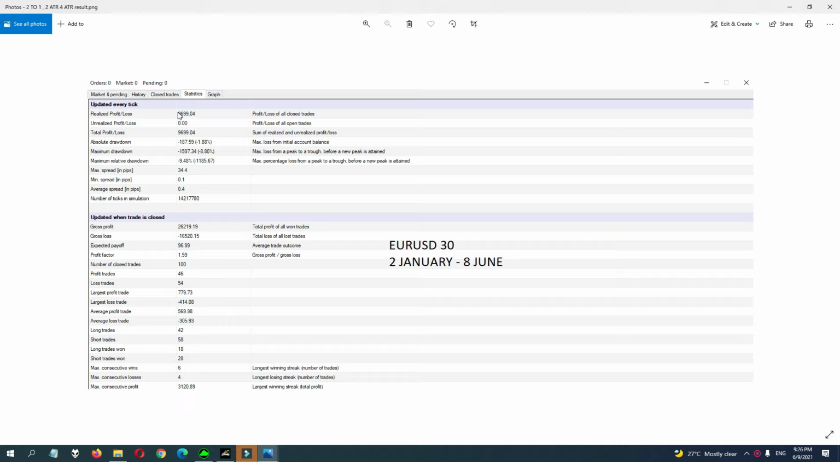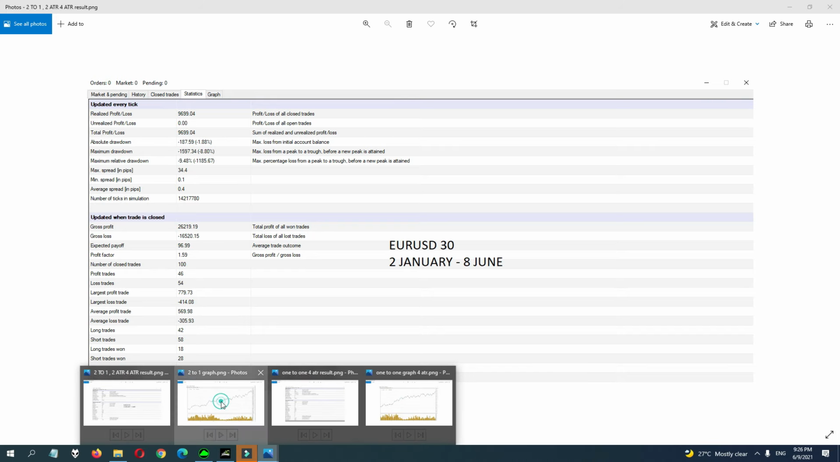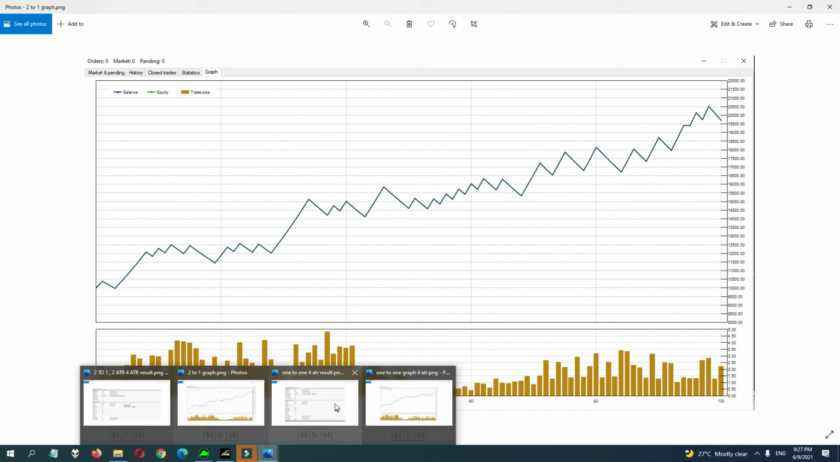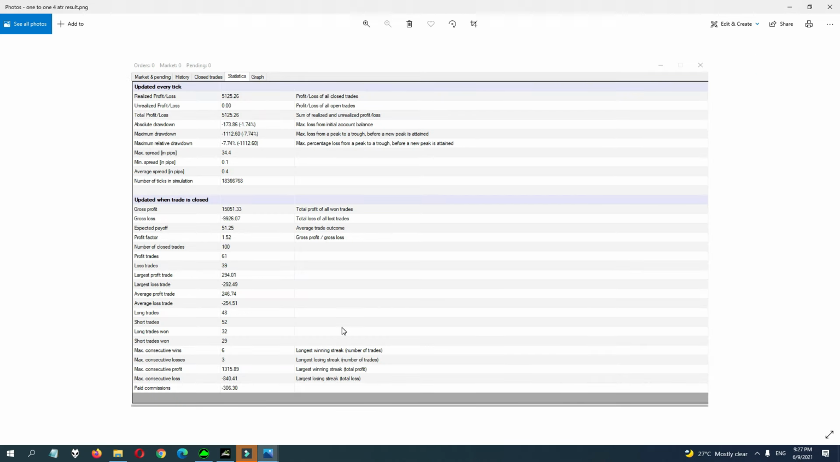Almost double our account. And this is the graph, the equity curve. It's fairly good compared to other strategies I've tested so far. It's very smooth like this. I also tested this strategy with one-to-one risk reward, using 4 ATR as my stop loss and 4 ATR as my TP.